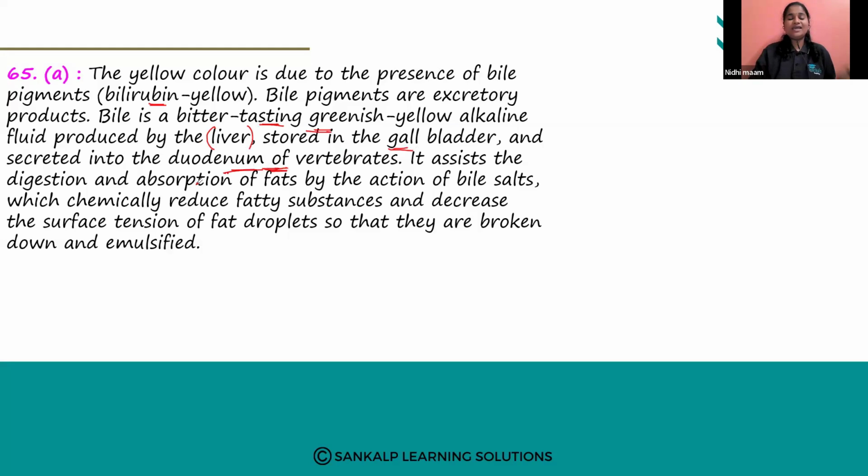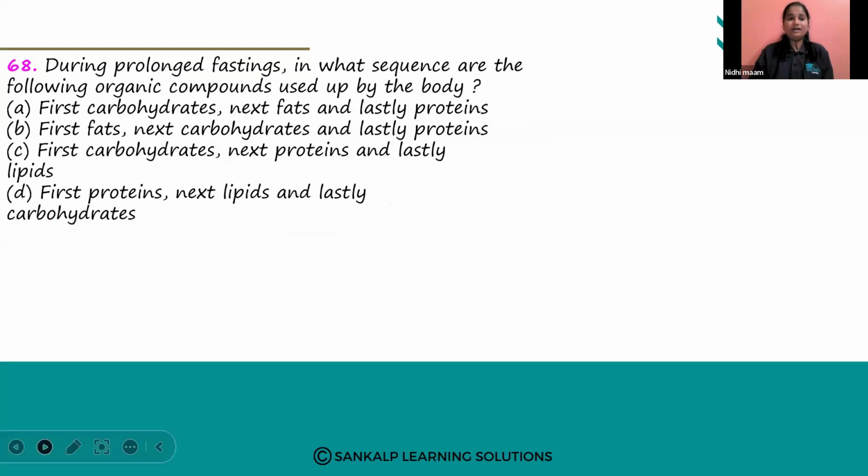What does it do? It helps in digestion and absorption of fat by the action of bile salts, which convert fatty substances and decrease the surface tension of fat droplets. Okay? It helps in emulsification. So it is due to this greenish yellow color that it will be passed out from us. That is why the stools will be yellow in color.